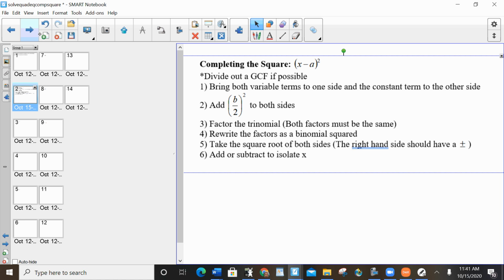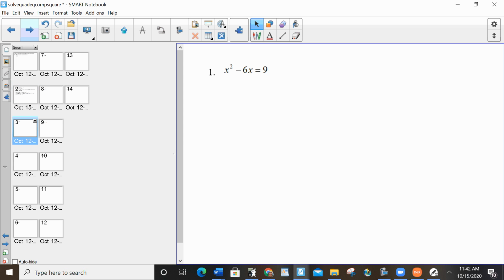So we're going to refer back to these notes as we go through, but if you want to take a screenshot of them, here they are. They're also in the front of your packet. You want to bring both variables to one side and the constant term to the other side. And we want to divide out a GCF if possible. So there is no GCF here, and yes, this is in the proper form because I have all the variables on one side and the constant term on the other side.